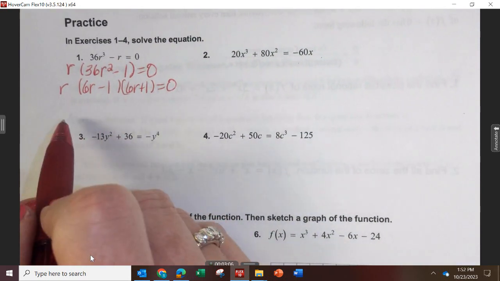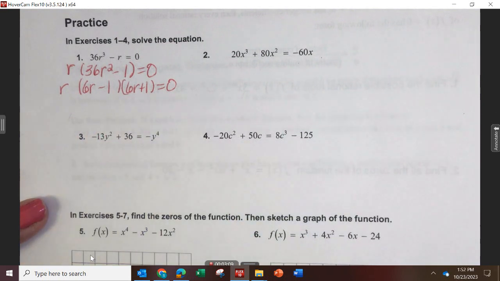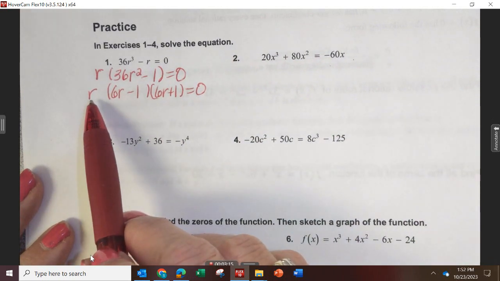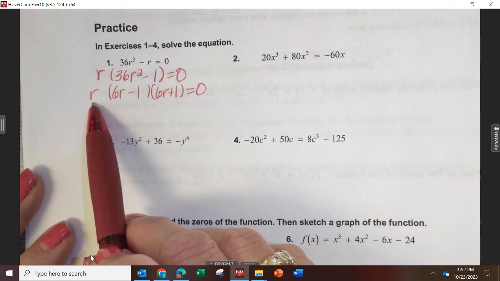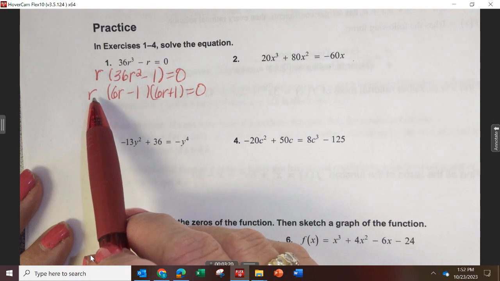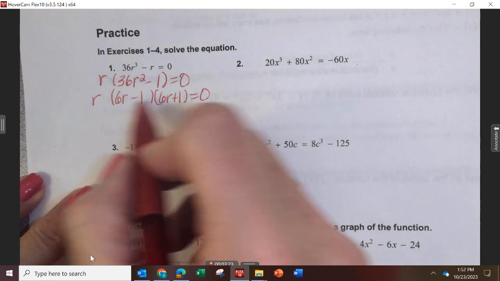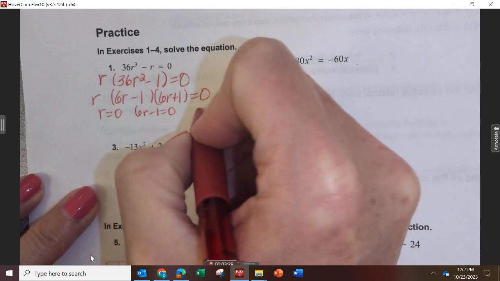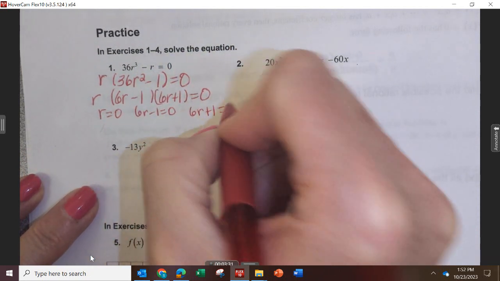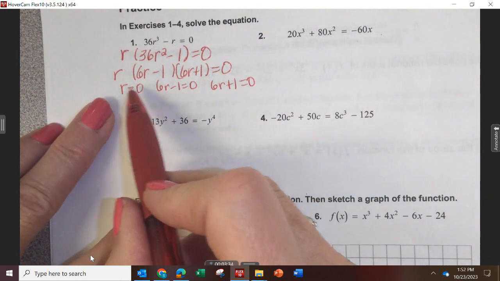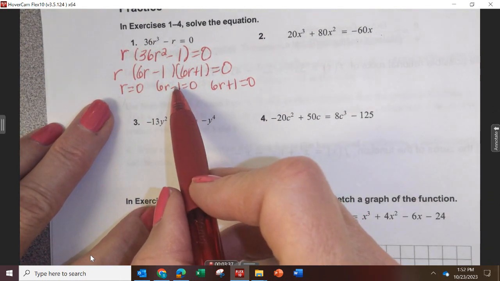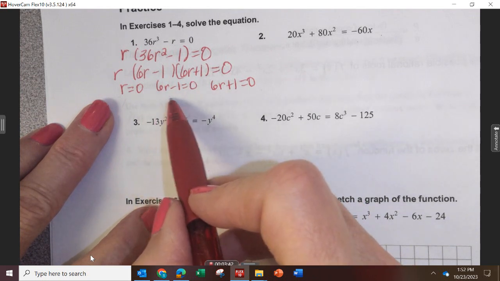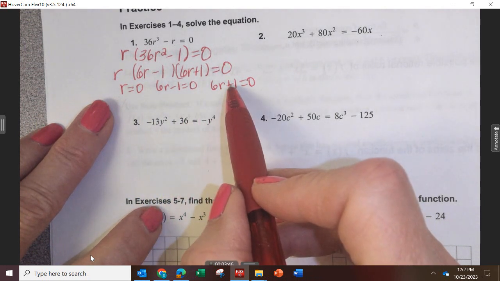Now, when we find solutions, I just want you to get in the habit of writing the solutions from smallest to largest. Okay, so think ahead. What's going to be the solution for this? What makes that equal 0? Just 0. Look, guys, you're going to set each one equal to 0. r equals 0, 6r minus 1 equals 0, and 6r plus 1 equals 0. So we already have one of our solutions of 0. Can you think of what that solution is going to end up being? 1 over 6 would be the final answer, and this would be what?